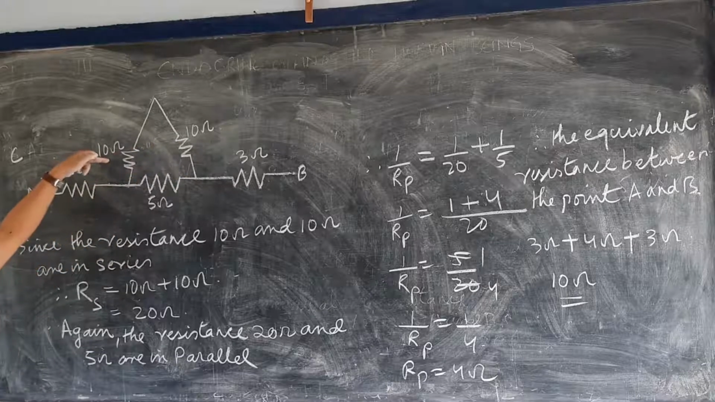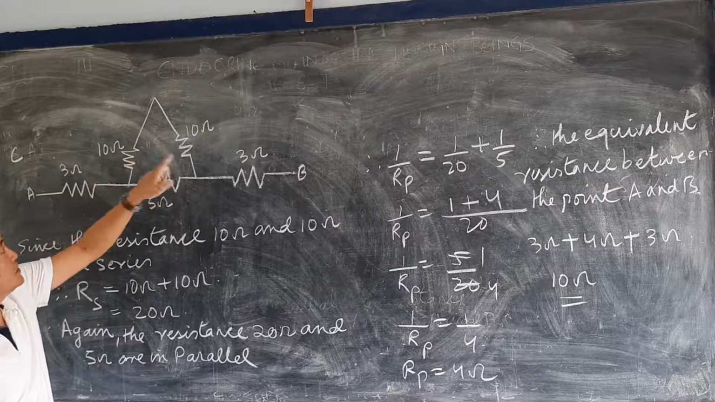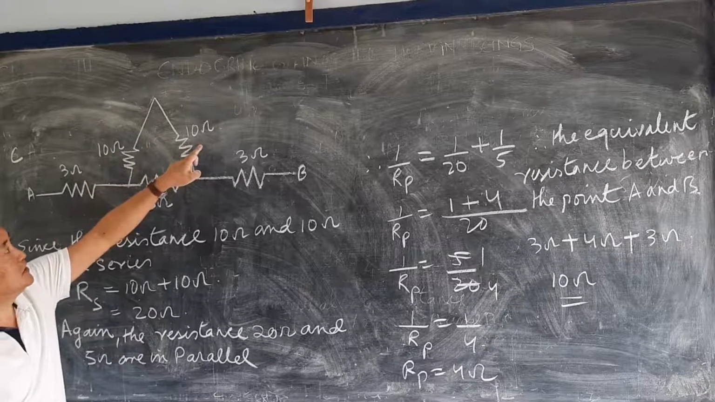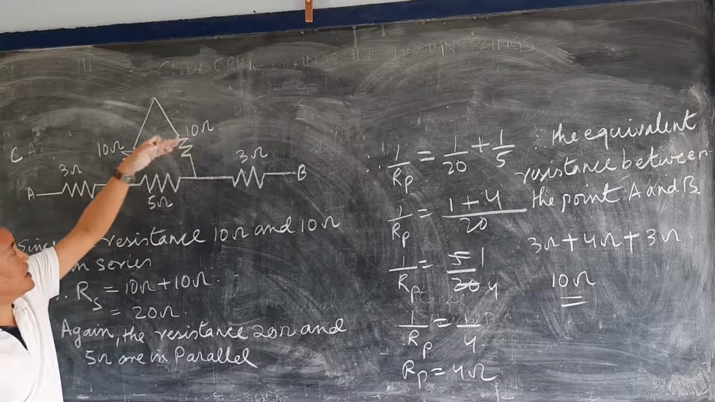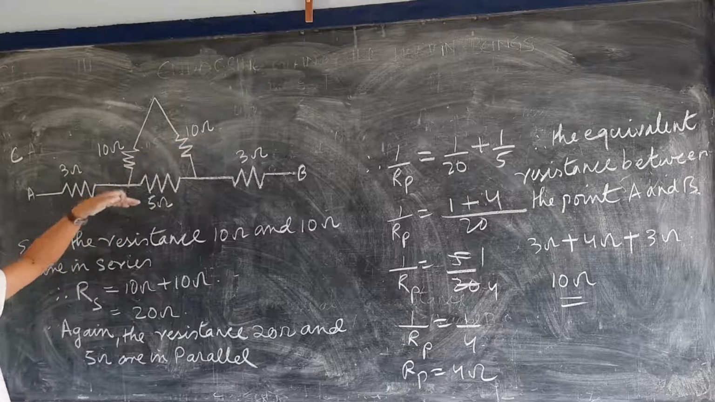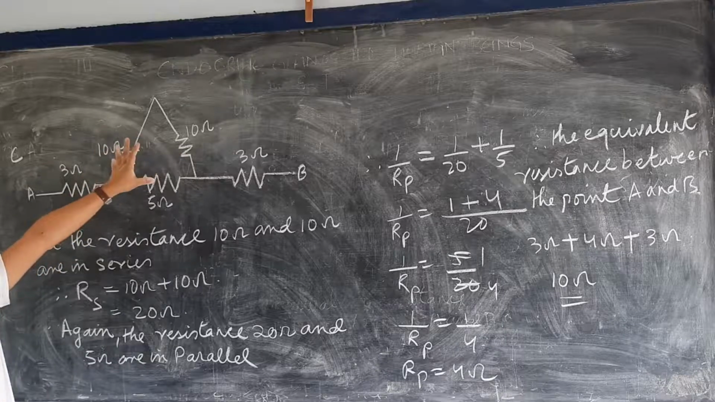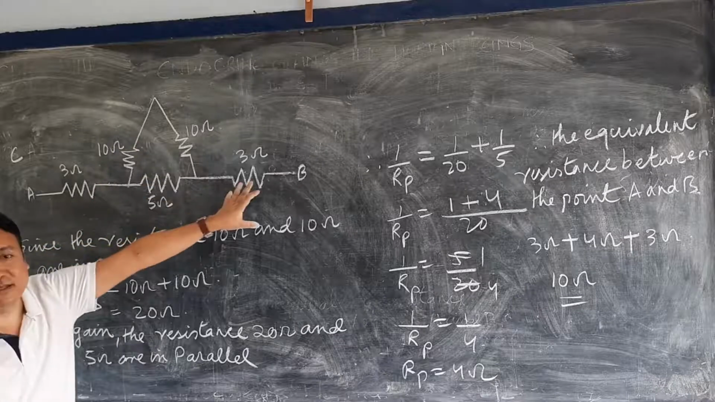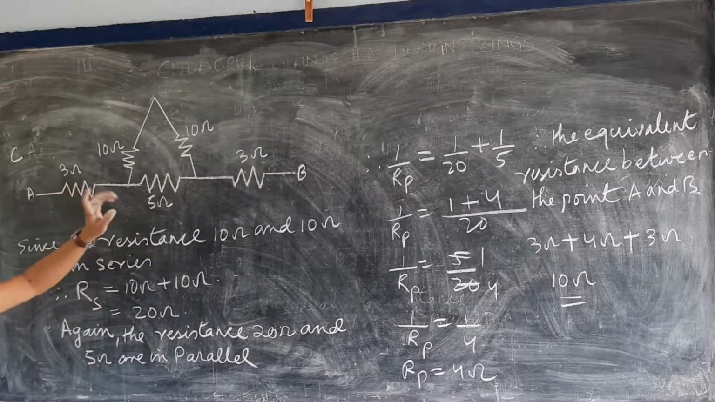Now the 10 ohm and 10 ohm resistances, since they are in the same line, are in series. Then you find the total equivalent resistance. After that, this 20 ohm and this 5 ohm will be in parallel. Then you find the equivalent resistance. After that you add all the resistances together, and you will get the total resistance between the points A and B.